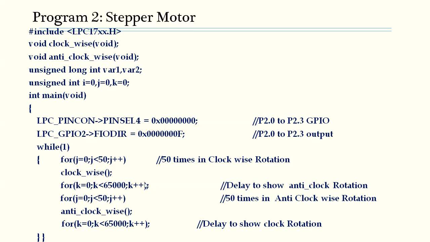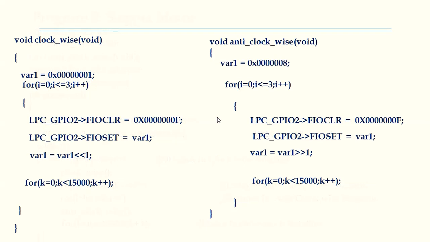So we have initialized j equal to 0 up to 50, and then we call the clockwise function. Then we call a delay, so that the switching between clockwise and anti-clockwise is done properly. And then we again loop up to 50, and call the anti-clockwise again. So let's understand the clockwise and the anti-clockwise programs.